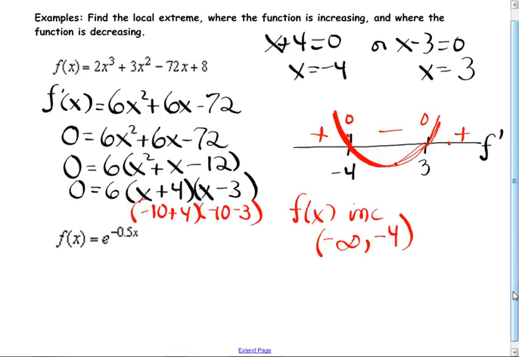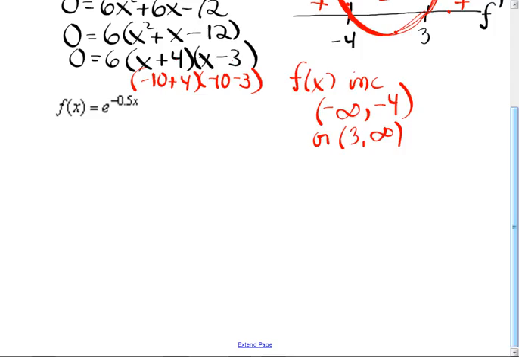Because this is a parabola, isn't it? That's the cheating way to do it. The straightforward way to do it is just to test the points. Where else is it increasing? Where else? 3 to infinity. And it's decreasing between -4 and 3.